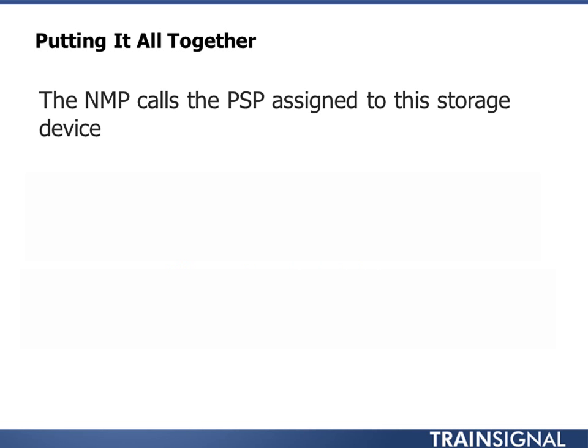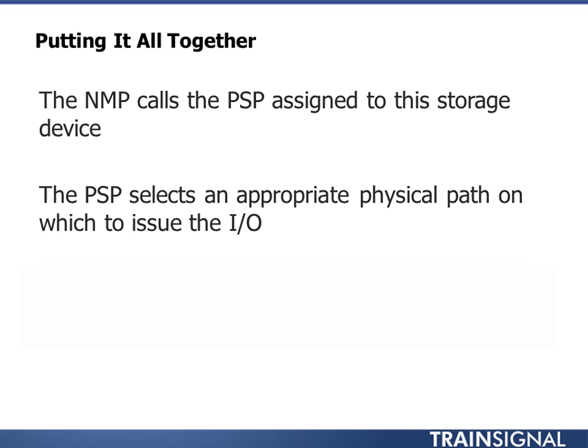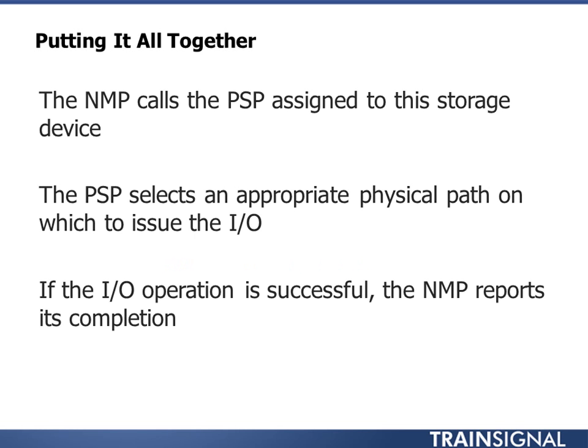So let's put it all together. NMP, native multipathing, calls the path selection policy assigned to the storage device. The path selection policy selects an appropriate physical path on which to issue the I/O. Remember, this is most recently used, round robin, fixed. It figures out which path to use. If the I/O operation is successful, the native multipathing reports its completion, yes or no.